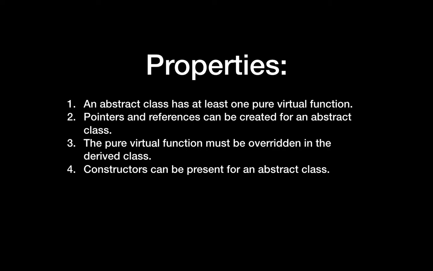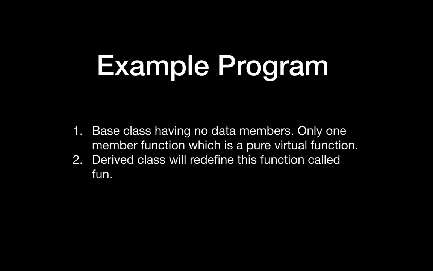There are some properties that you would like to have in a derived class. Those properties which you want to inherit in the derived class would be placed in the abstract class. The pure virtual function must be overwritten in the derived class, otherwise it will cause problems. Constructors can be present for an abstract class. Let's look at the example program.